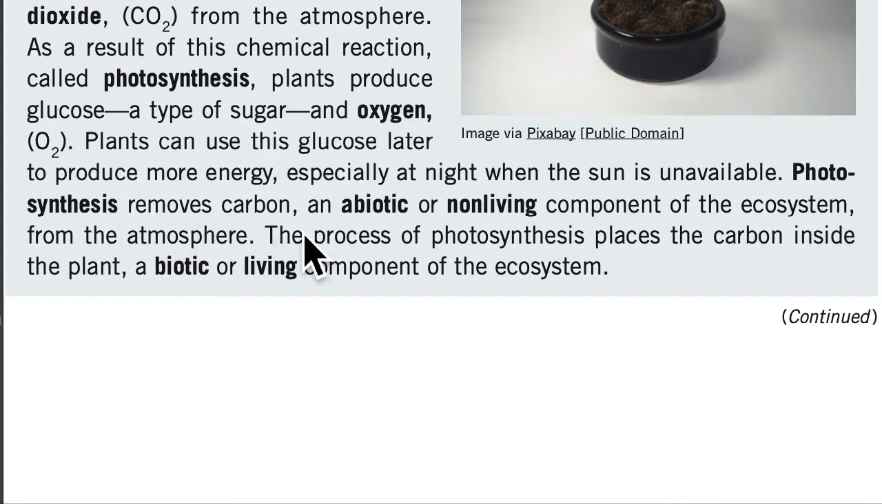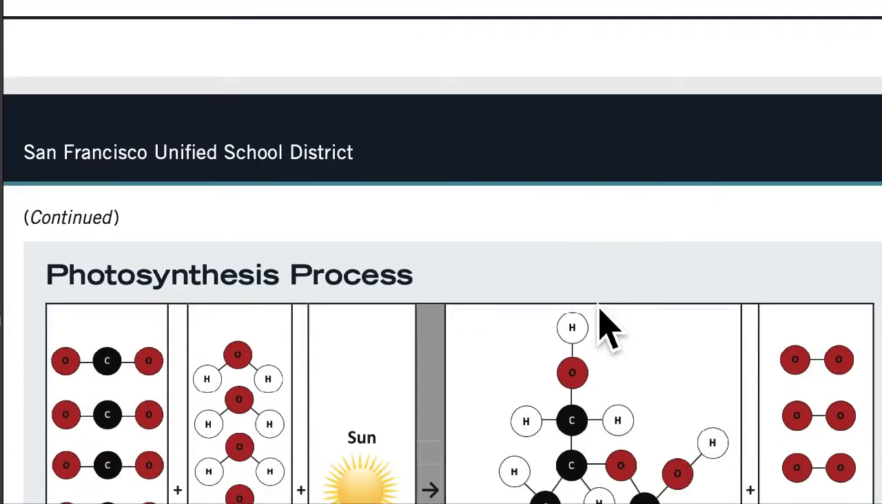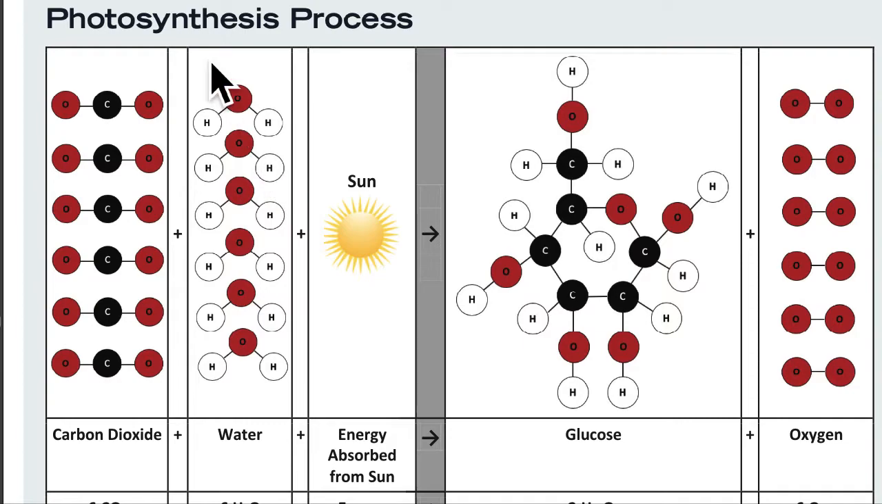Photosynthesis removes carbon, an abiotic or non-living component of the ecosystem, from the atmosphere. The process of photosynthesis places the carbon inside the plant, a biotic or living component of the ecosystem. Photosynthesis process: carbon dioxide plus water plus energy absorbed from the sun yields glucose plus oxygen.